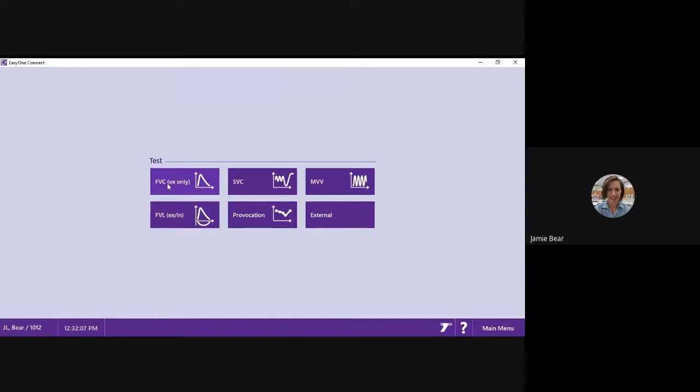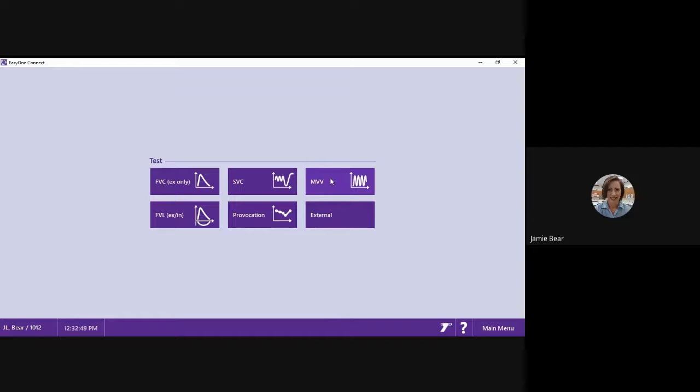So forced vital capacity, exhalation only, that's what this is. Flow volume loop, so that's doing the whole exhalation and inhalation. Slow vital capacity, so that's if I just take a lot longer and I don't force that out. People with air trapping will do a little bit better on the slow vital capacity. Provocation is where I have the patient breathe in something like methacholine or mannitol, or have them do a trial of exercise and see if one can induce bronchospasm with these patients.